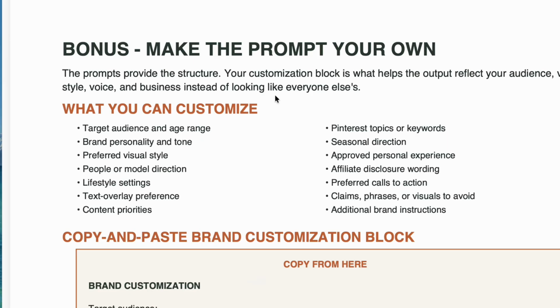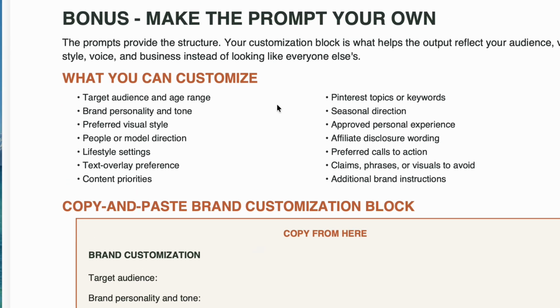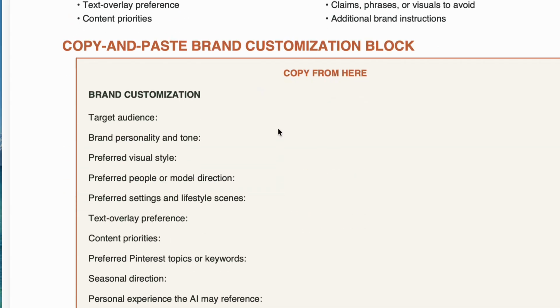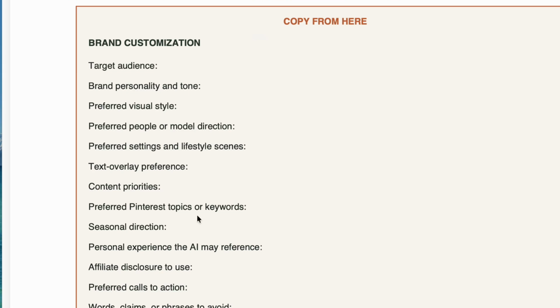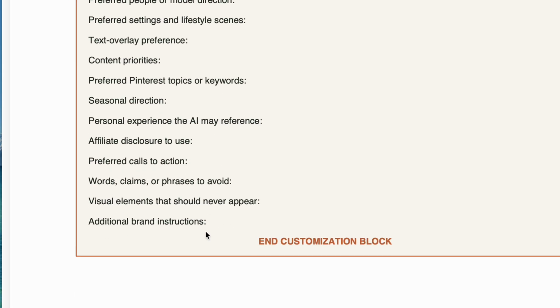So this is what you can customize. You can customize your target audience, your age range, brand personality, and tone. This is where using ChatGPT over time is super helpful because it gets to know who you are and how you sound. Text overlay preferences, lifestyle settings, content priorities, topics and keywords, seasonal direction, approved personal experience, your disclosure, preferred calls to action, claims, phrases, or visuals to avoid, and any additional brand instructions. You could cut and paste this right here and then just fill this in and you would have it customized.